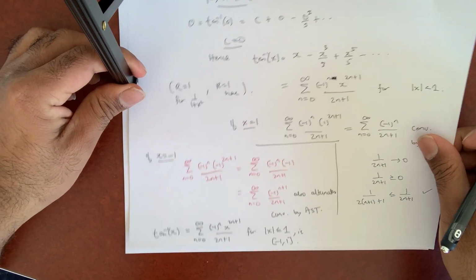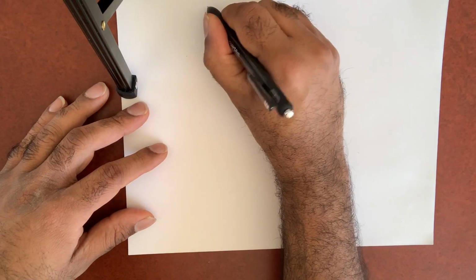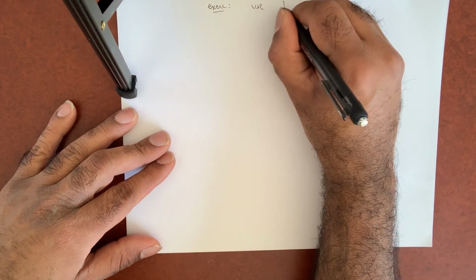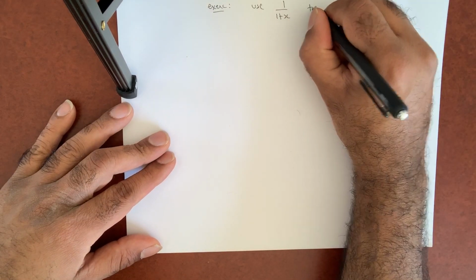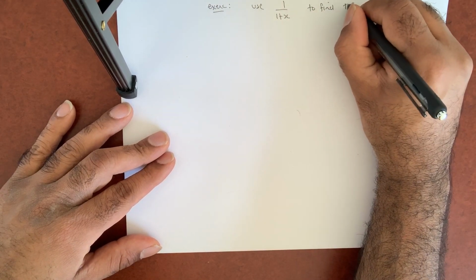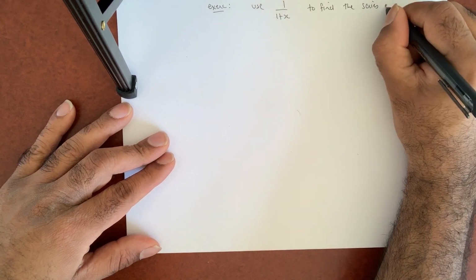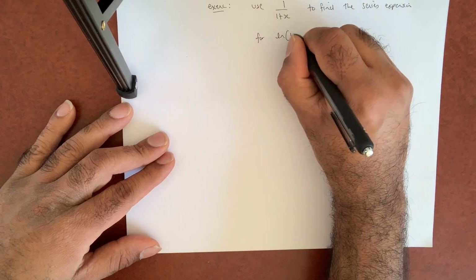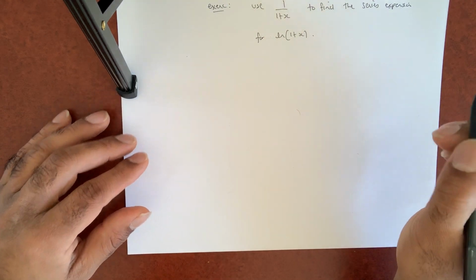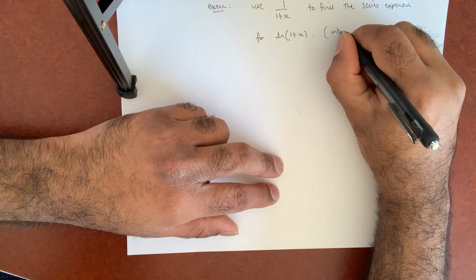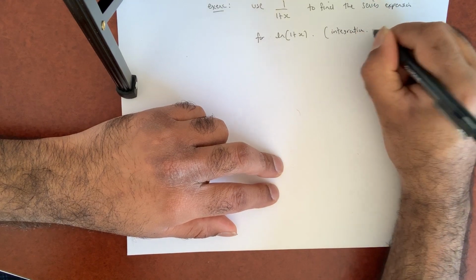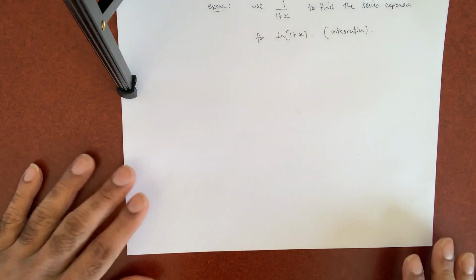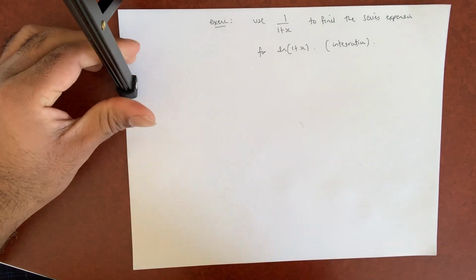So let me leave you with a little exercise here. We'll do differentiation in the next video. Exercise: use the series for 1 over 1 plus x to find the series expansion for the ln of 1 plus x. And you're going to use integration here. Okay, we'll leave it at that for now. We'll do more in the next video.